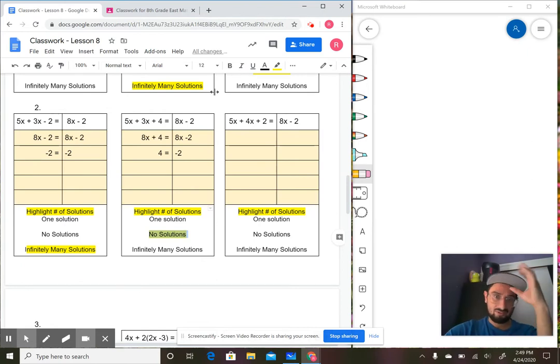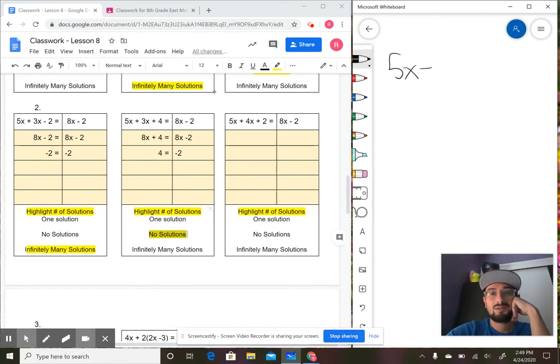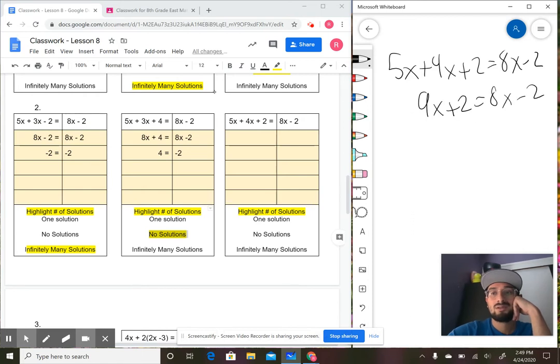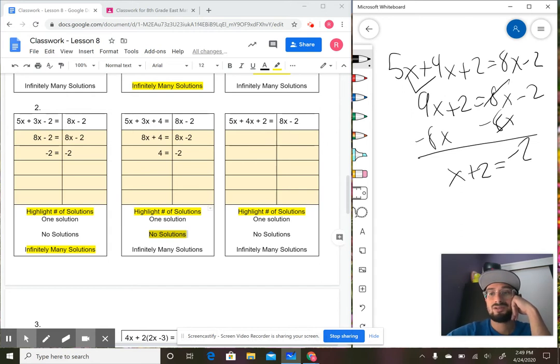Now for the last one, 5x plus 4x plus 2 equals 8x minus 2. Combine these two to make 9x plus 2 equals 8x minus 2. Subtract 8x. x plus 2 is equal to negative 2. Subtract the 2 on both sides. x equals negative 4.